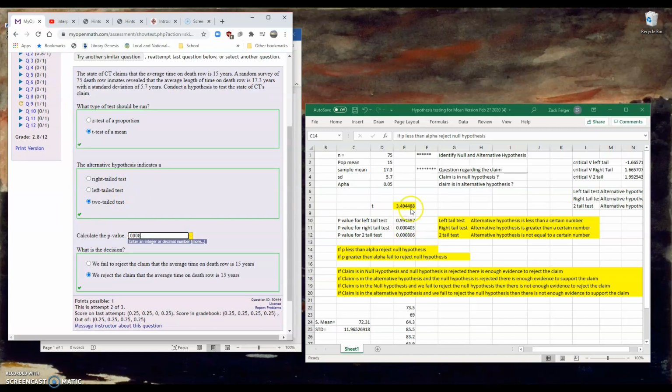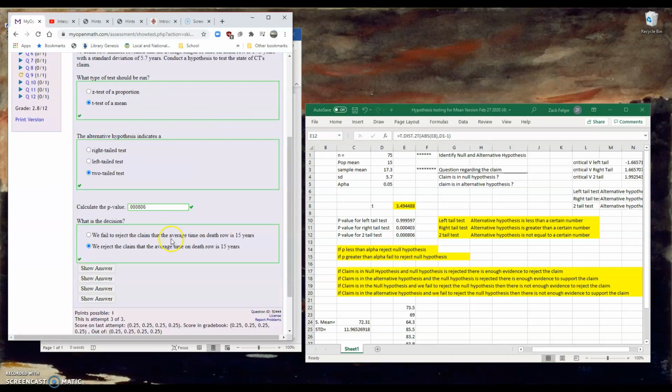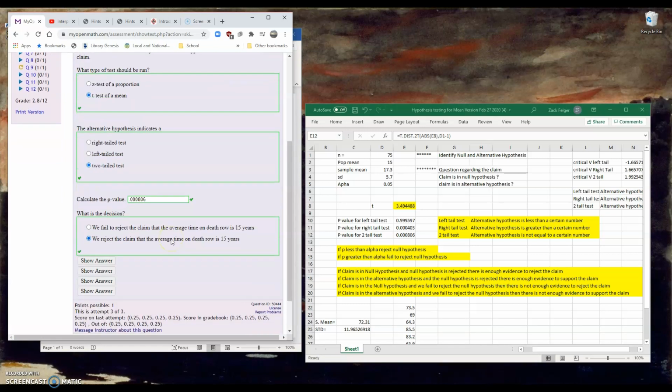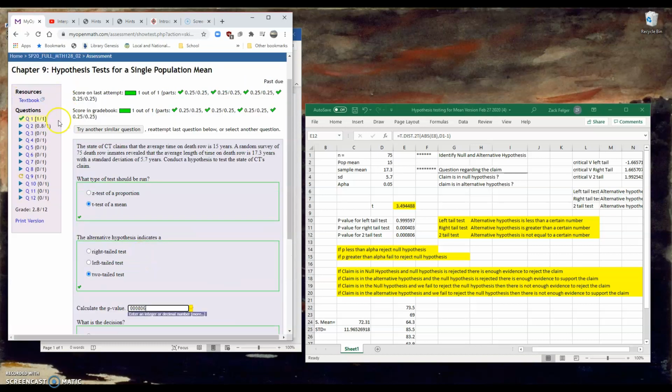Oh, I wonder if they wanted it rounded. Well, let's just try this. There we go. So I guess just enter the full number in case that comes up and there's a rounding error. I didn't see where it said to round, so just enter the full number if that happens.